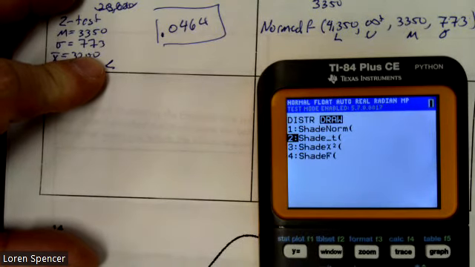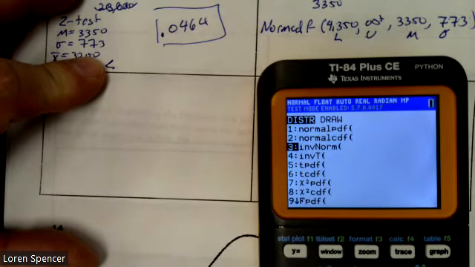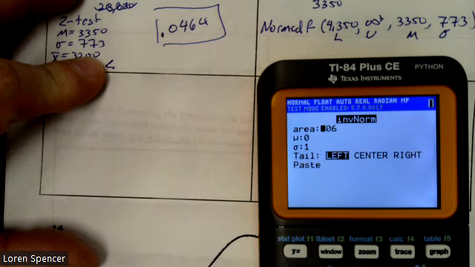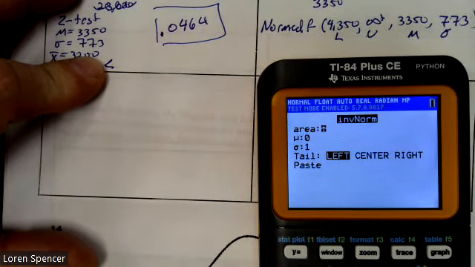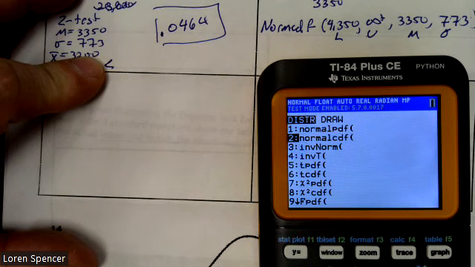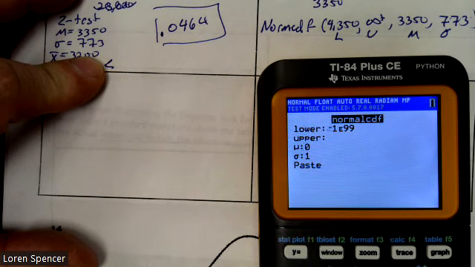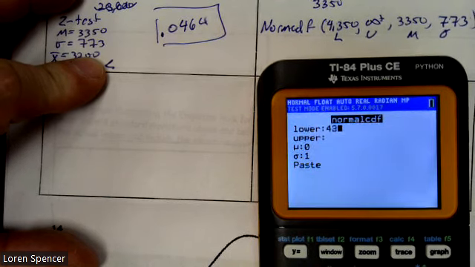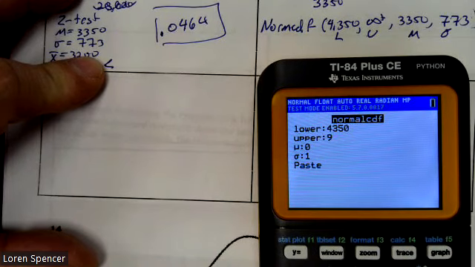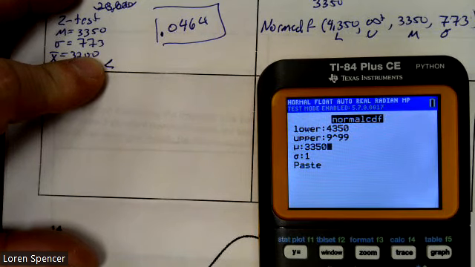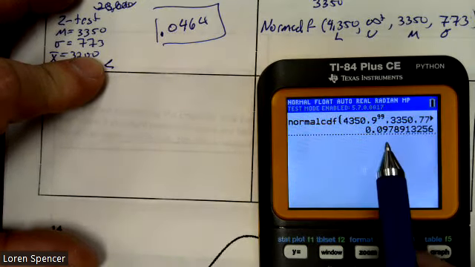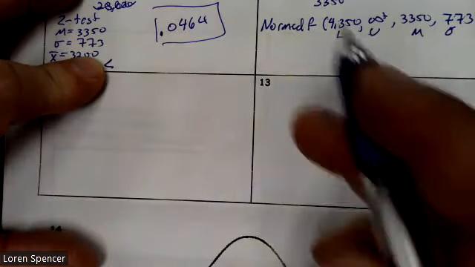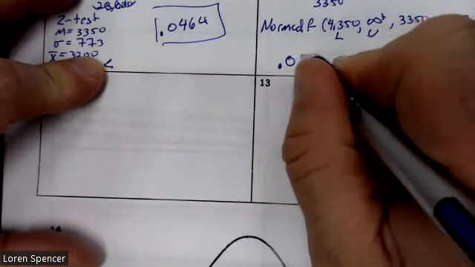Second vars, inverse norm. Second vars, NormCDF. Lower bound, 4,350. Upper bound, 9 to the 99th. Mean, 3,350. Standard deviation, 773. And we get 0.0978.